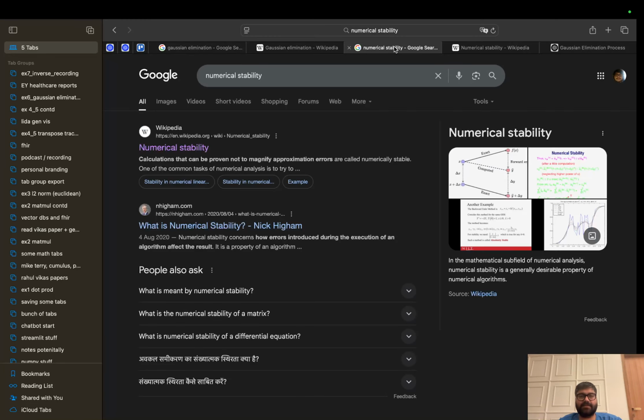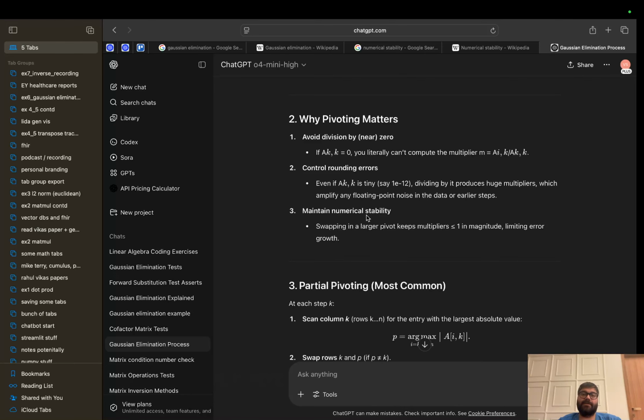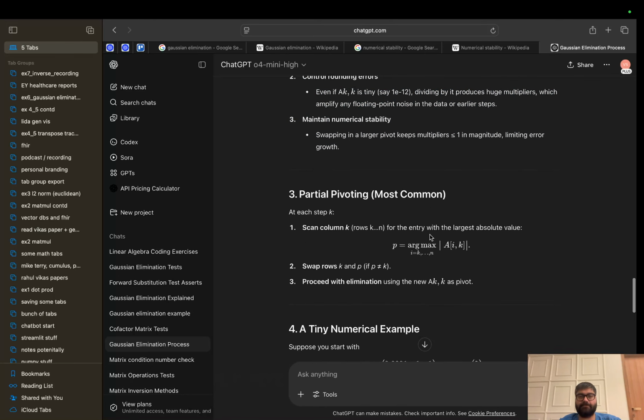Let me see if I can. Yeah, the Google blurb is much easier. Calculations that can be proven not to magnify approximation errors are called numerically stable. That was the one sentence I was looking for. That was difficult, right? So that's what these points 2 and 3 are about, right?